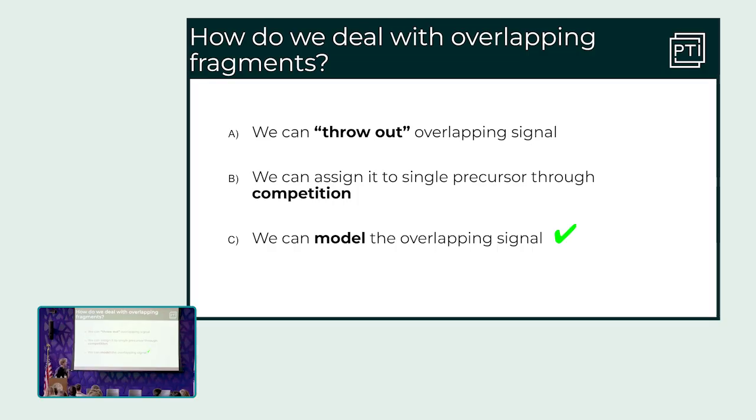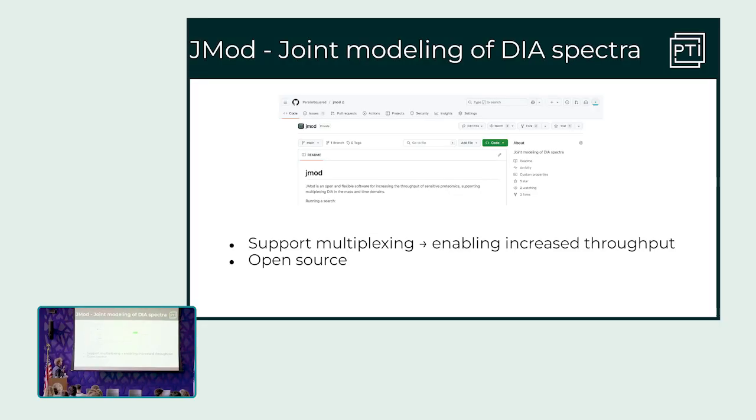So this is the strategy we decided to use as we develop our software here. What we're doing here at PTR is developing this framework. We're calling it Jmod, standing for Joint Modeling of DIA Spectra. And the goal of this framework is to support multiplexing. We want to enable increased throughput. I'm going to talk to you today about one method of that, in terms of multiplexing with mass tags. But this framework can work for any type of multiplexing, and there are other types you'll hear about later, and we are pursuing as well.